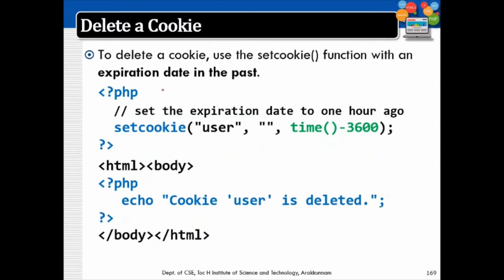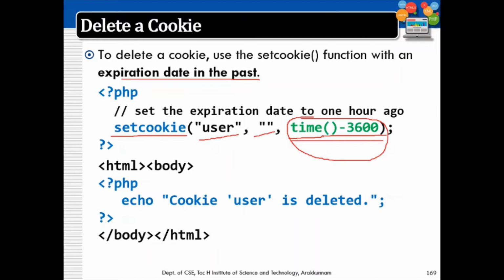Again, coming to deleting a cookie, the same function is used. The name of the cookie has to be mentioned. We can leave the value blank because it does not require a value. And this is how you delete it. The technique is that you have to give a time which is a date in the past, an expiration date in the past.